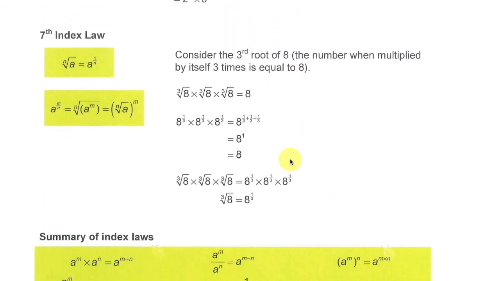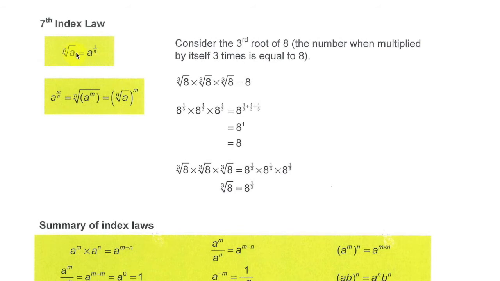Our seventh index law. So if I have base a and then I take the nth root of it, that's the same as having a to the power of 1 on n. Let's look at this example. So it's the third root of 8. The third root of 8 is a number that when multiplied by itself 3 times over gives us the 8.